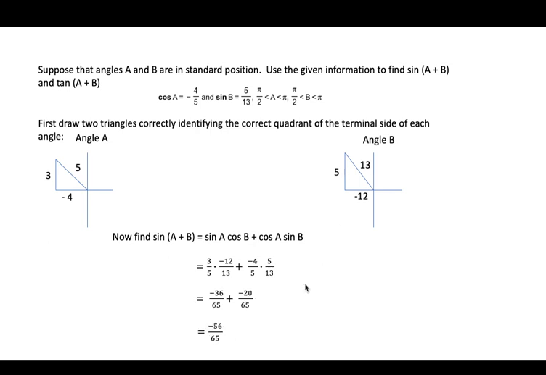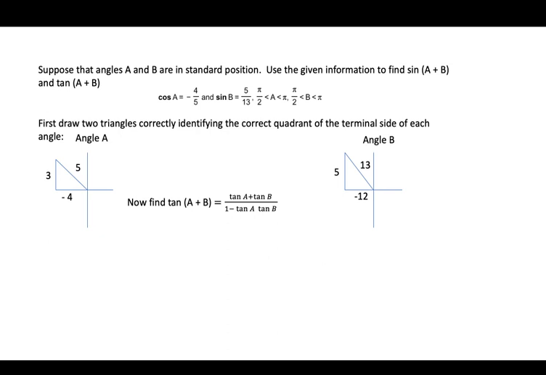And then you just simply have to simplify that. So negative 36 over 65 plus negative 20 over 65. When I add those together, I get negative 56 over 65. Okay, now let's find tangent.